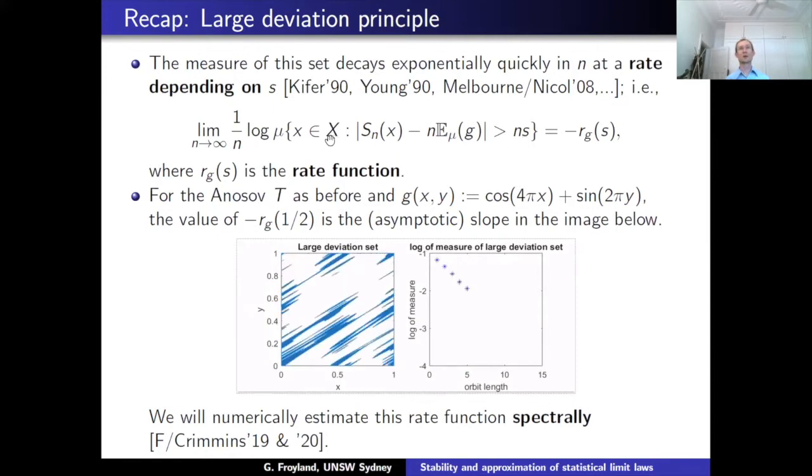And so what you can do is take the measure of this set, and then to get that exponential rate, you take logs, divide by n, and take a limit. For each s, you're going to get a number. When you put all these numbers together, you get a nice, well-defined function, which is called the rate function. This rate function describes, for each threshold s, the rate at which this exponential decay occurs.